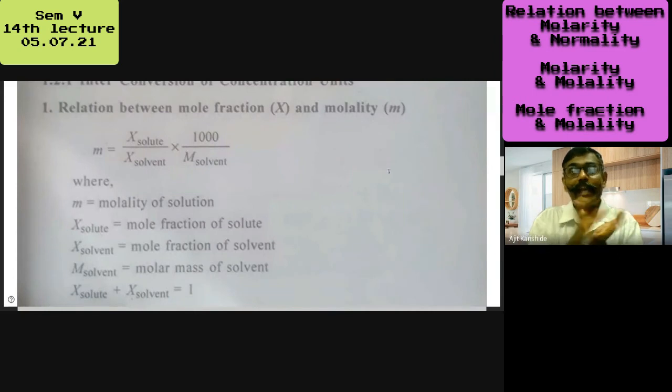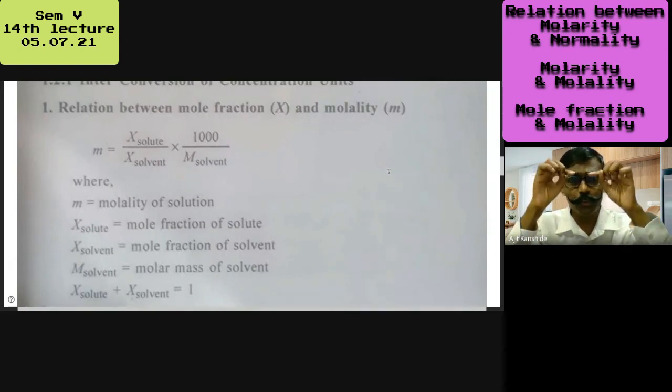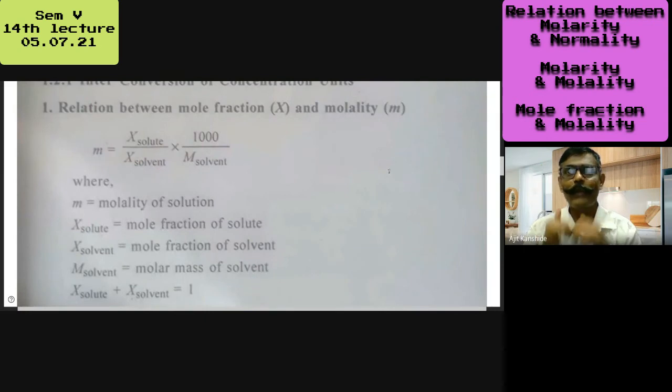Now on the right side, I am with the mole fraction concept. What does mole fraction mean? The number of moles of solute divided by the number of moles of solute plus the number of moles of solvent, the get-togetherness. That is the mole fraction of the solute. Similarly, the mole fraction of solvent is the number of moles of solvent divided by the complete moles. Mole fraction of the solute plus mole fraction of the solvent.